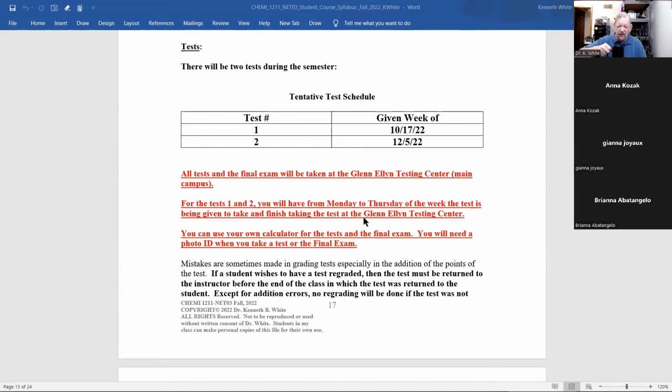You should bring your own calculator and you'll need an ID. They're open Monday through Thursday and also Friday and Saturday. I better take some tea. They're not open Friday.